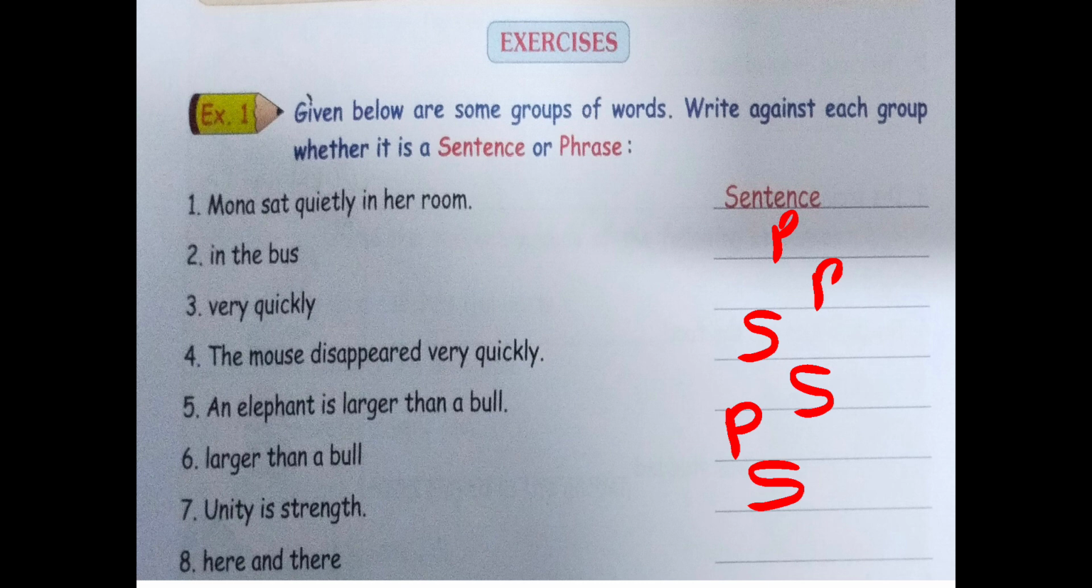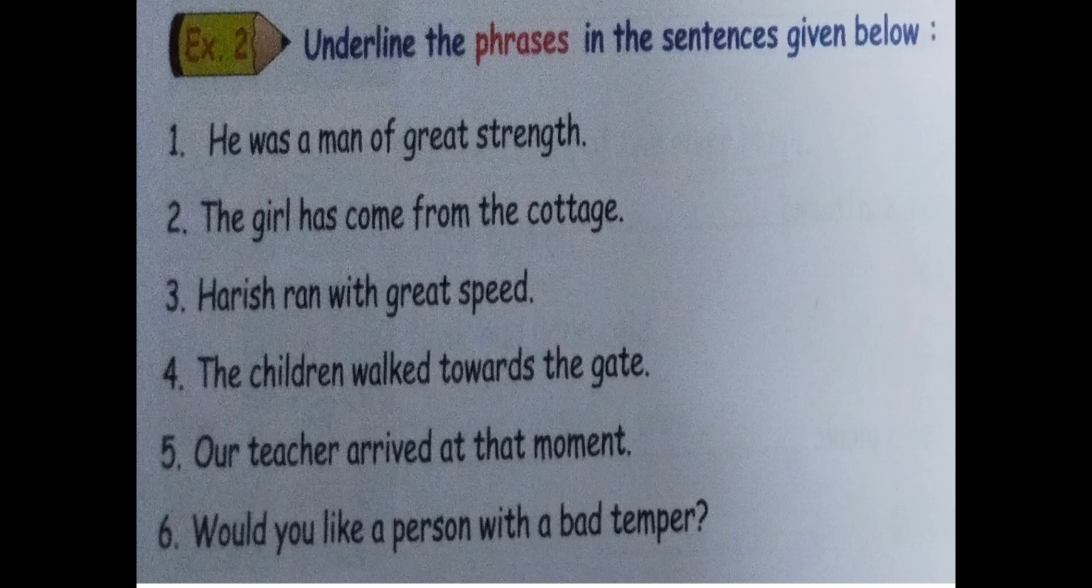Here and there, no full stop. The meaning is incomplete. So here and there will be a phrase. Now exercise number 2 is underline the phrases in the sentences given below. Means only phrases. Phrases is what? Without a complete meaning. So first one, see, he was a man of great strength. This is a full complete sentence, but we have to underline only a phrase, means without complete meaning.